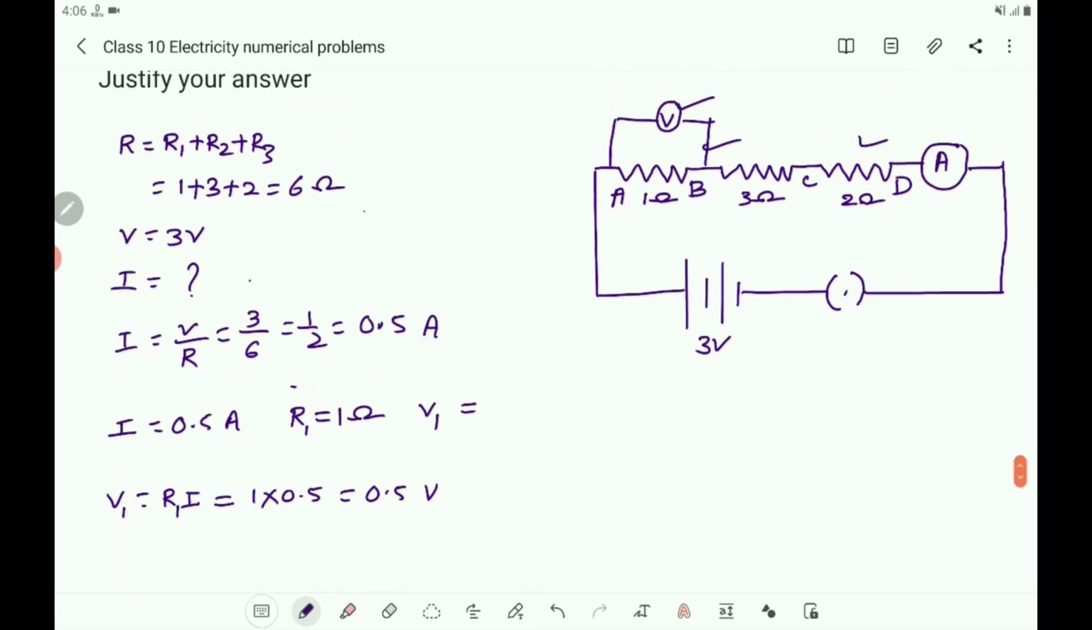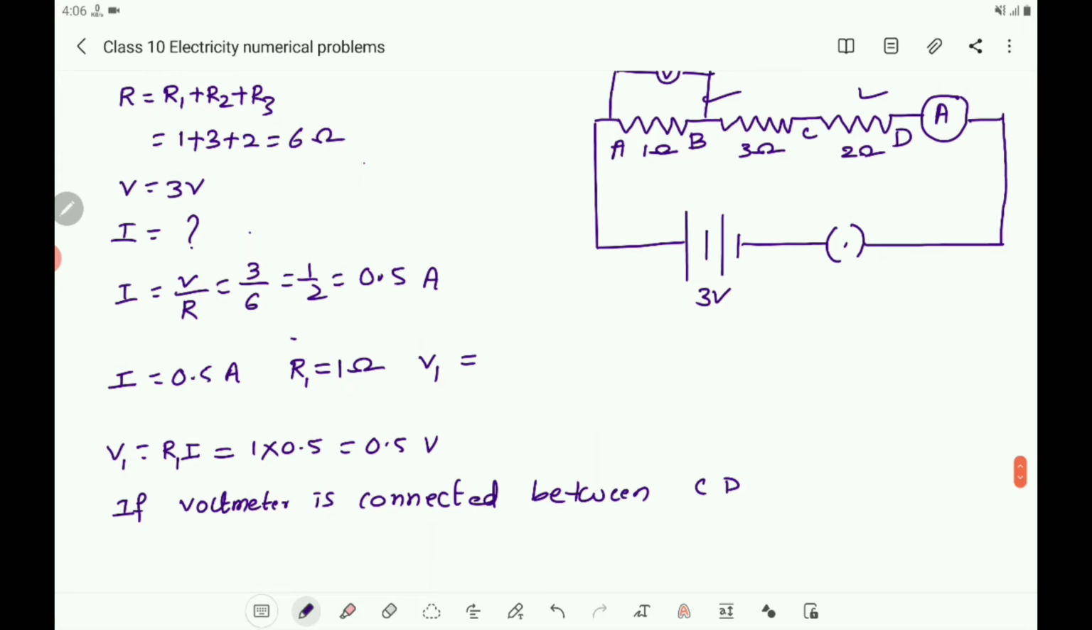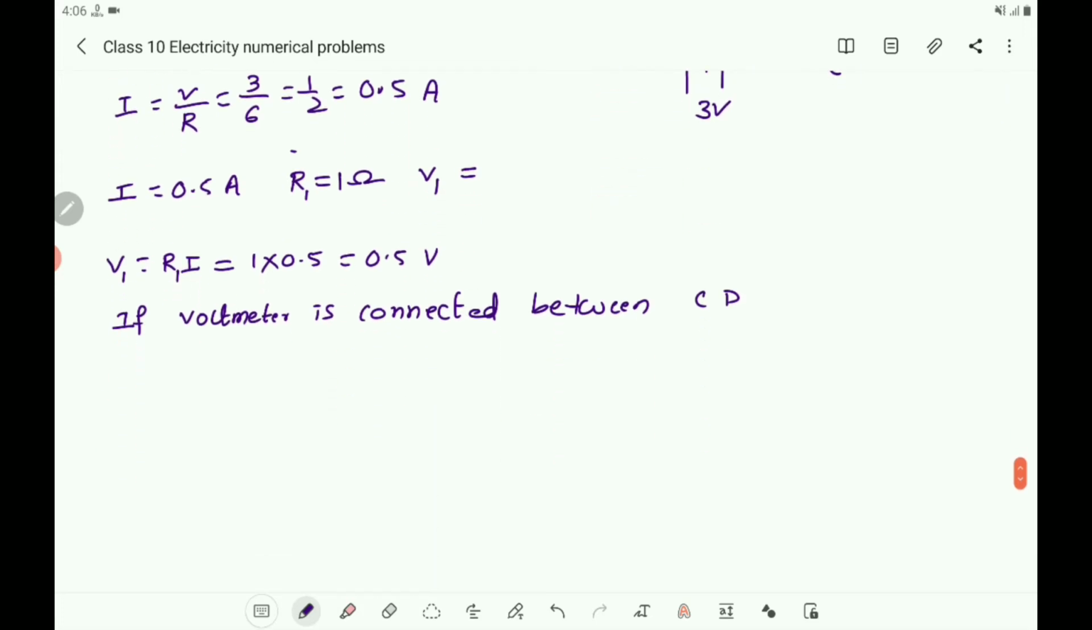Now if the voltmeter is connected between C and D, that is through the 2 ohm resistance. So here the current is the same, 0.5 amps, and R2, that is 2 ohms, and V2 let us find out. Here it is R3, so let us find out V3.